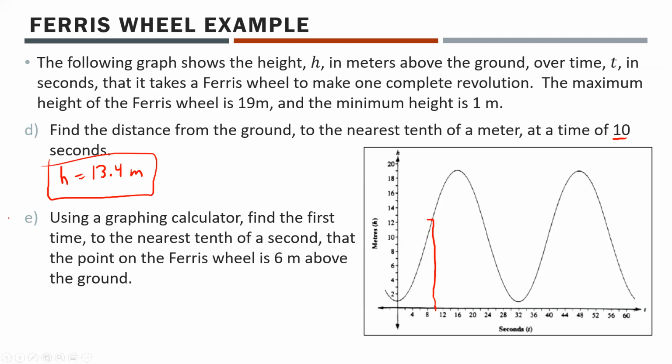Question E, on the other hand, using a graphing calculator, find the first time, to the nearest tenth of a second, the point on the Ferris wheel is 6 meters above the ground. Here's what I did. I reset my window to something a little bit better. My X window, I set as an X min of 0, an X max of 32, because I know I don't have to go any further than that. Then I set my X scale to 1, because why not? As for my Y window, I set it from 0 to 20, which gave me a little bit of wiggle room, because the top here is 19, and also a scale of 1. In Y1, I threw that equation that we had on the last slide.